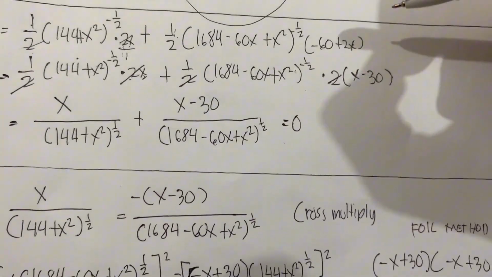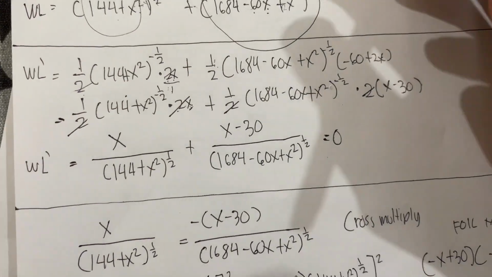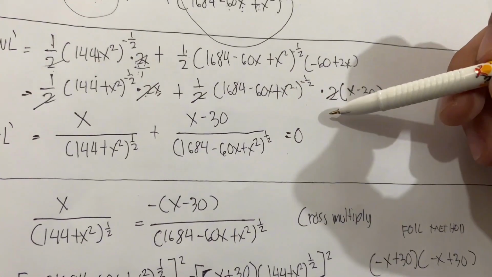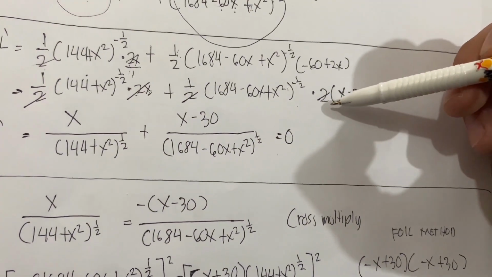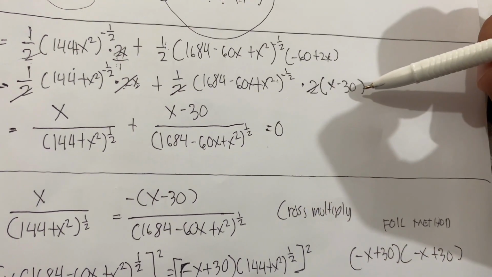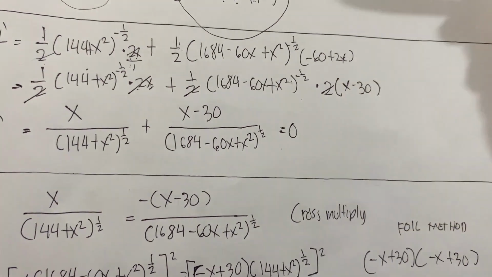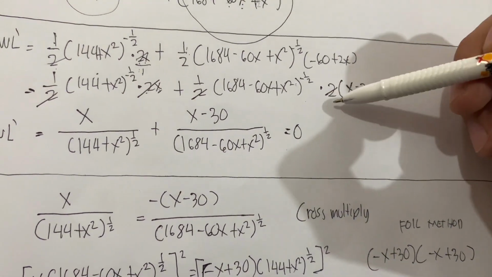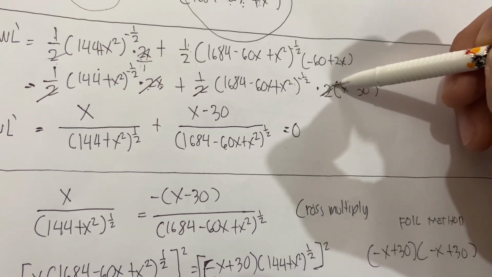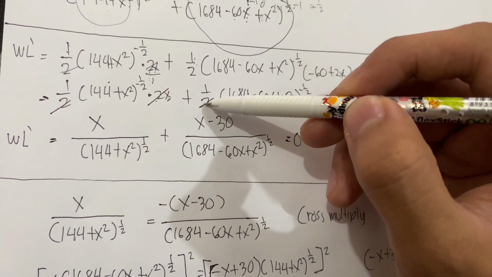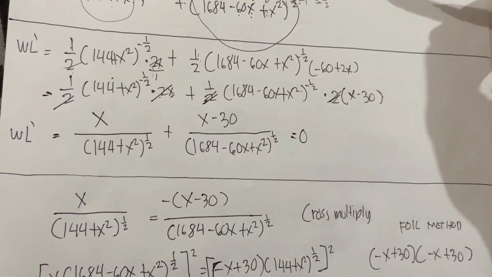And then for the other side, we can factor out 2 from negative 60 plus 2x, since 2 times x is equal to 2x, and then 2 times negative 30 is equal to negative 60. So we can factor that out, number 2. So we can cancel 2 since we have 1 half here. So that is equal to 1 as well.